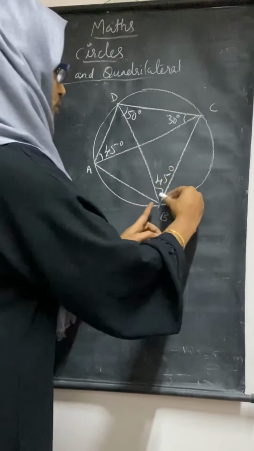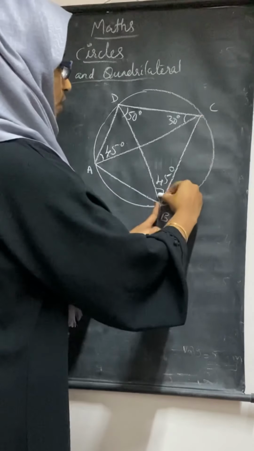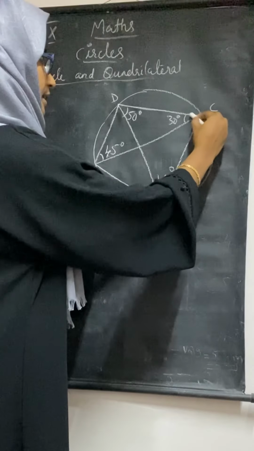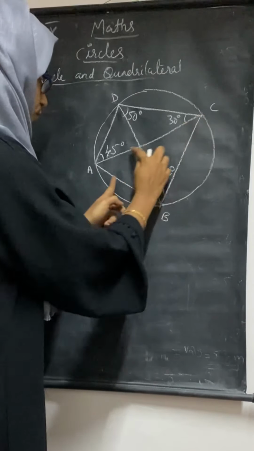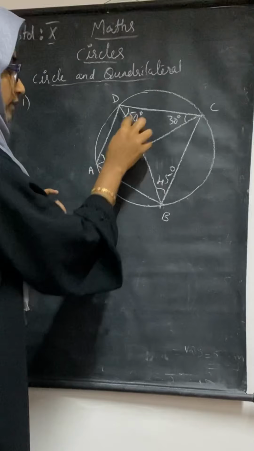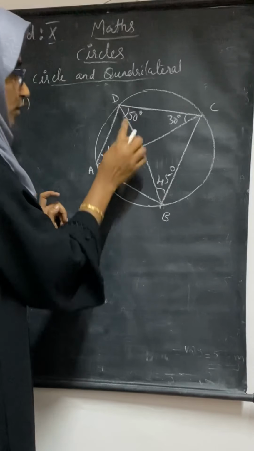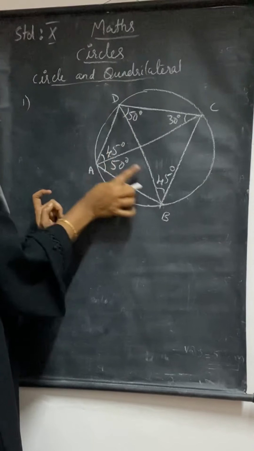So same concept you can use for the others also. Now I can use BC as a chord. From the chord BC, one angle is going here, 50 degree. So from BC, another angle is going here, that is this one. So how much will it be? That will be 50 degree. So just concentrate here: here 50, here 50, here 45, here 45.